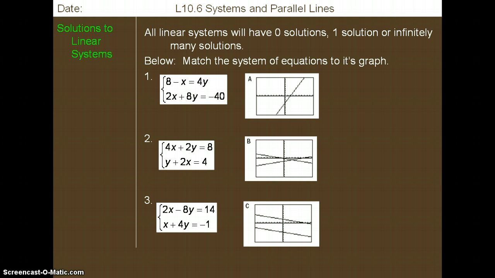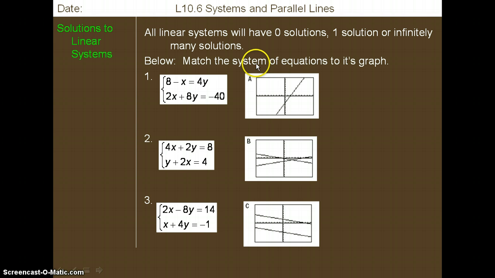Solutions to linear systems. All linear systems will end up having 0 solutions, 1 solution, or infinitely many solutions. We are going to discuss nonlinear systems in the next section, and that actually gives you a couple different options. But when we're talking about linear systems, where there is no squared variable, we are just looking at our 0, 1, or infinitely many solutions.